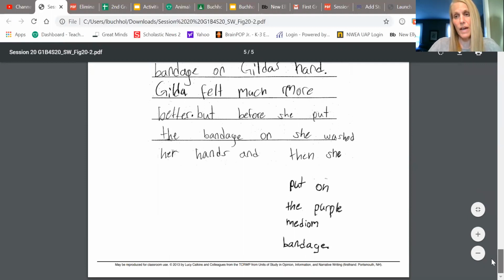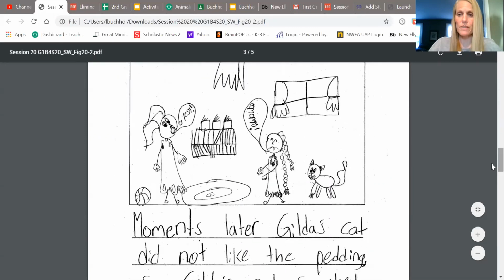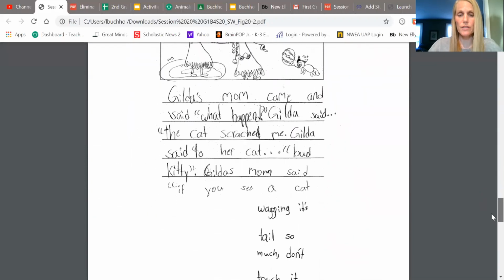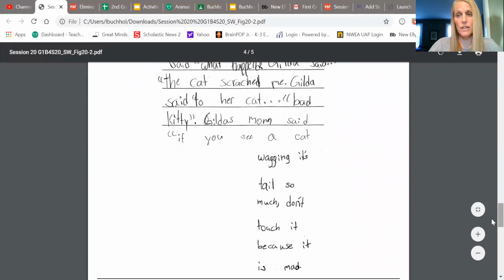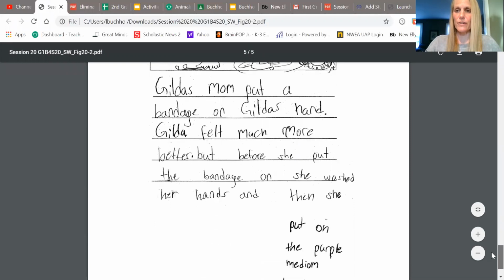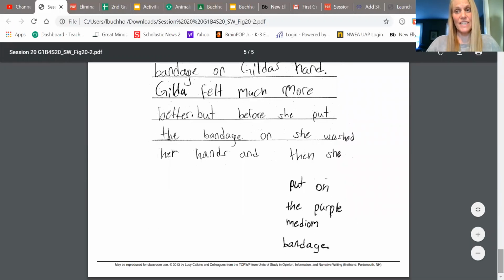So if we're looking back at this story, let me scroll up. We can see that the problem is that Gilda gets scratched by her cat. And then the solution comes along to the problem, that mom gives some good advice about when to not pet your cat. And then also she helps wash off the ouchie and bandage it. And then in the end, everything's all better. This doesn't actually seem to have an ending. I know you guys worked on endings last week, so I'm sure you'll put a great ending on your story today.